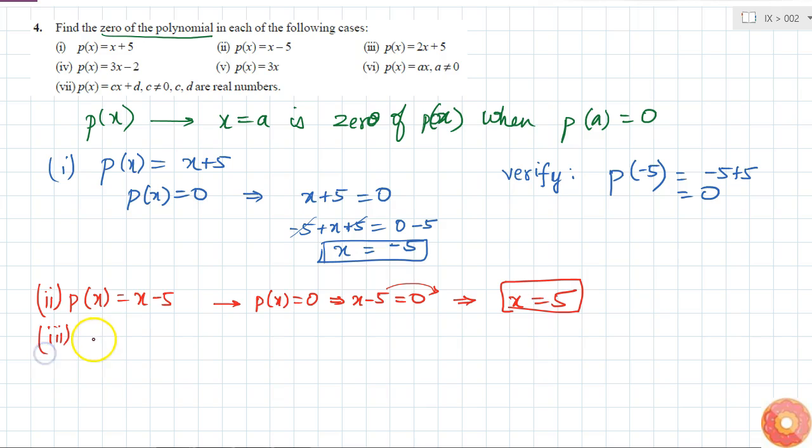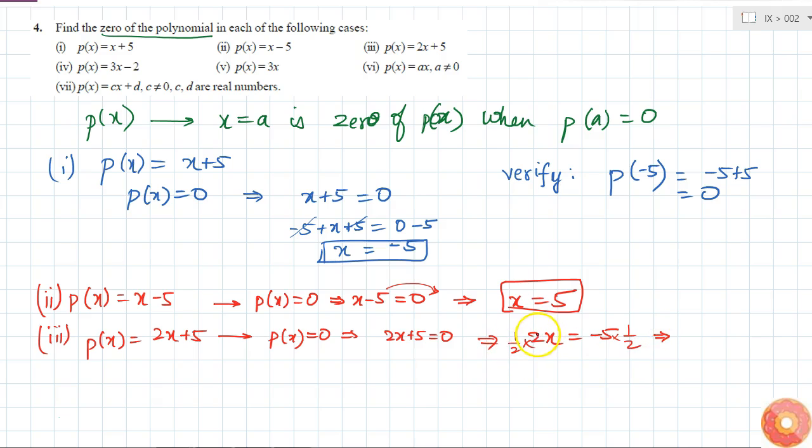Similarly, for the third part, p of x is equal to 2x plus 5. Now p of x equal to 0 means that 2x plus 5 is equal to 0. So 2x is equal to minus 5. Now if I multiply both sides with half, then half of 2x is equal to minus 5 into half. Half of 2 is 1. So x is equal to minus 5 by 2. This is the root of this polynomial.